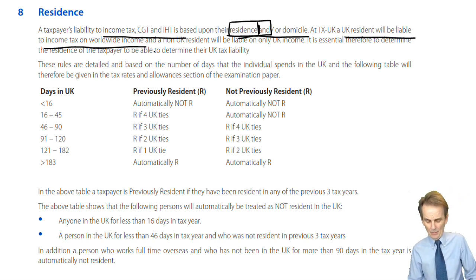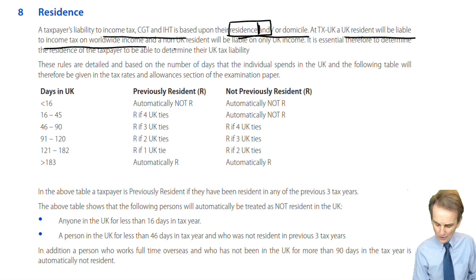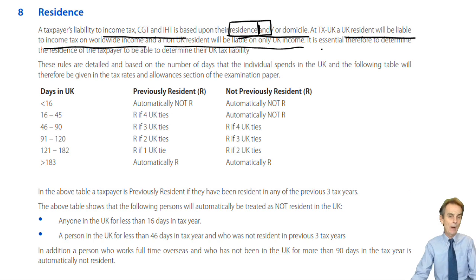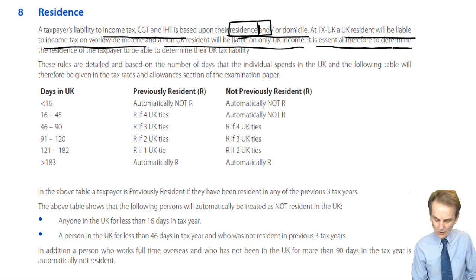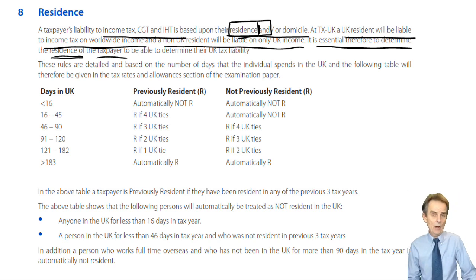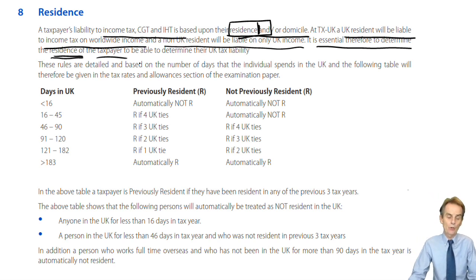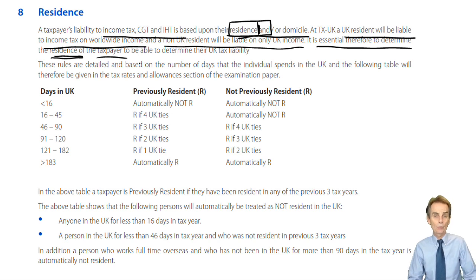So, a UK resident is liable on worldwide income, whereas a non-UK resident will simply be liable on any UK income. So anybody, wherever they are in the world, if they have UK income, then that UK income will be chargeable to UK taxation. It is therefore essential to determine the residence of the taxpayer. If we don't know whether the taxpayer is UK or non-UK resident, we do not know whether to simply tax them on their UK income or on their worldwide income.